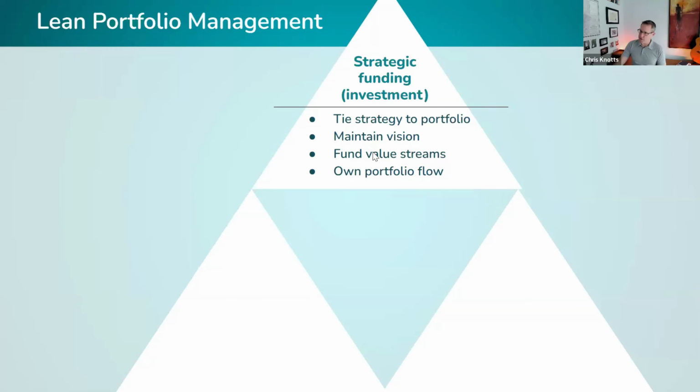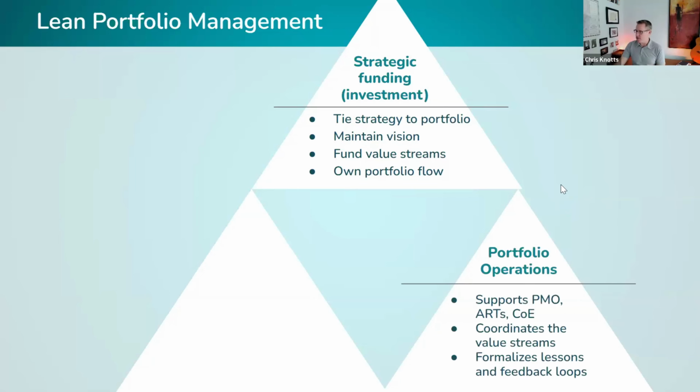So I won't read every bullet at you for time's sake, but these are the priorities of these 3 different zones. Strategic funding is the first one. They own the flow. They are responsible for funding, and importantly, they're also responsible for communicating and maintaining the vision, so that you can achieve that alignment. There's no alignment without a shared vision.